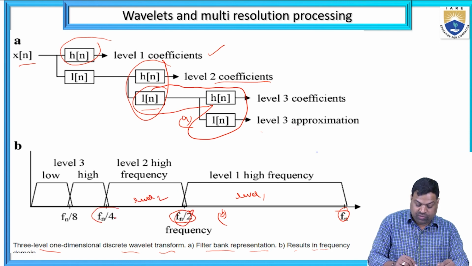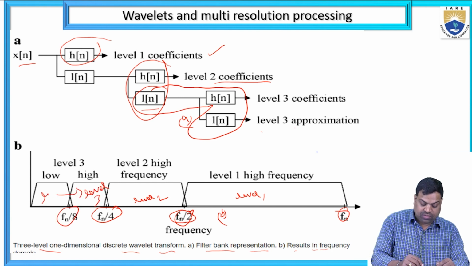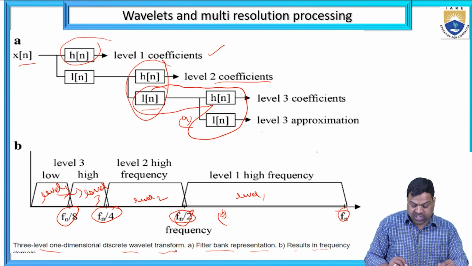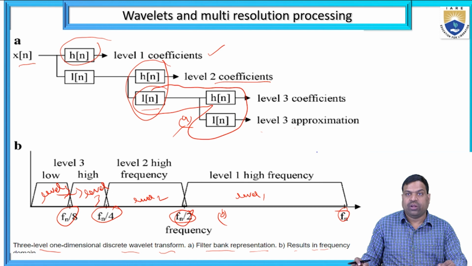Fn by 2 to Fn by 4, it is a level 2. Fn by 4 to Fn by 3, it is a level 3. So this is a 3-level, one-dimensional discrete wavelet transform. Here it is a filter bank representation, and the third one is figure B, results in frequency domain. So we are dividing it into 3 levels: level 1, level 2, level 3. Level 1 is the coefficients, level 2 is the coefficients, and level 3 are the coefficients with approximation values.